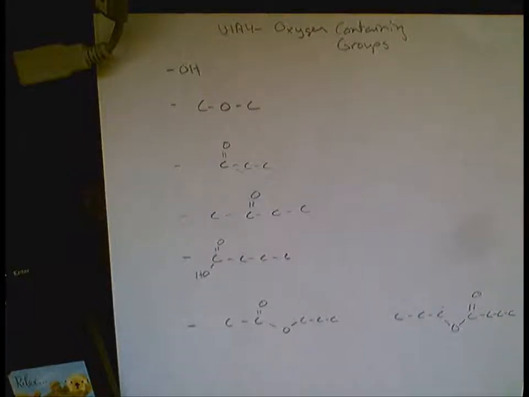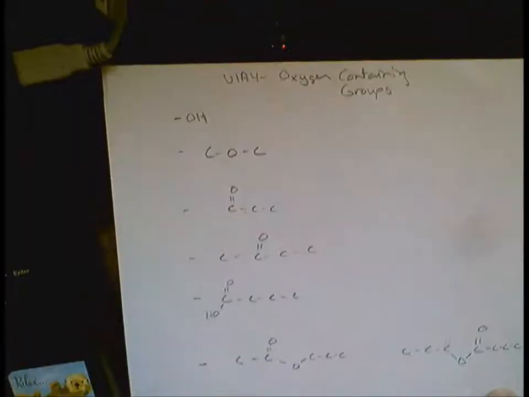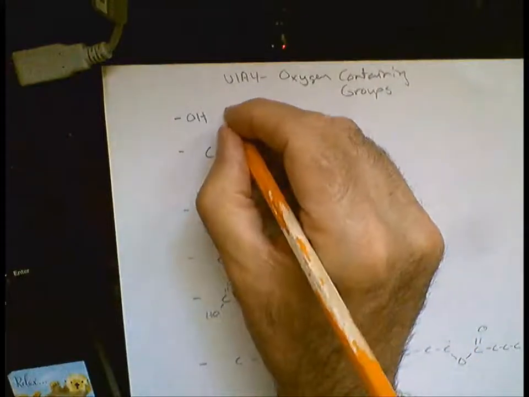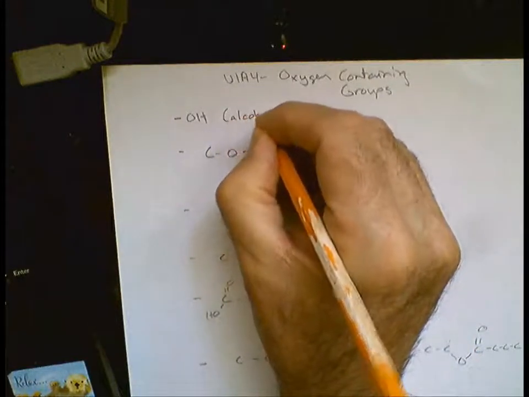Now, remember, there's two ways of naming things. There's the common way. If they ever say common, we're not doing that. We're only doing systematic ways when we're doing tests. So this first group is called an alcohol, and that's an OH.